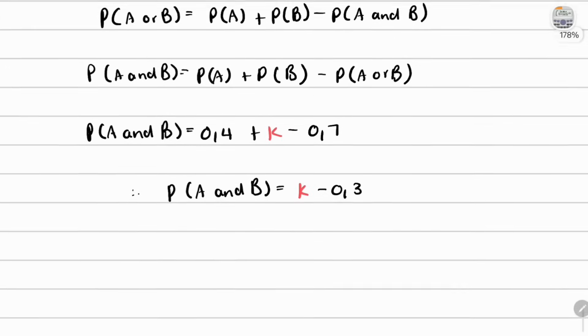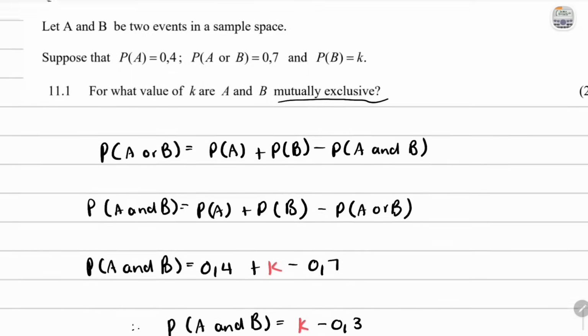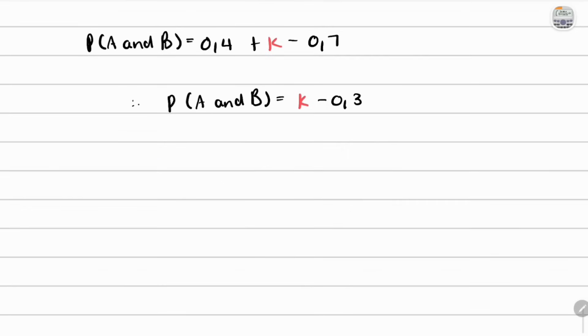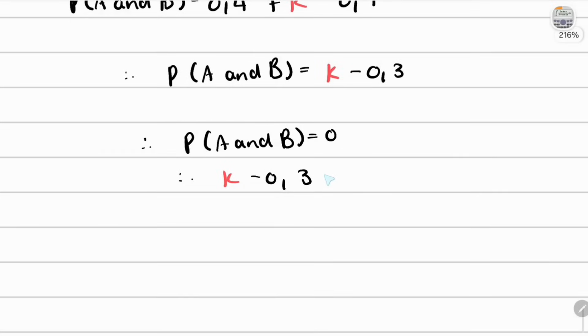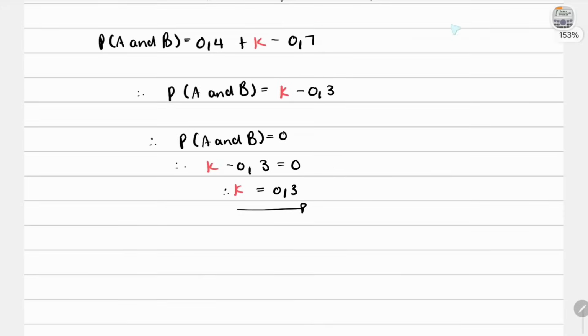And all we're just trying to tell them is for these to be mutually exclusive, remember that means they shouldn't have an intersection, then it means that the probability of A and B should be equal to 0. Therefore, K minus 0.3, since it represents A and B, should be equal to 0. And this is a linear equation, so K simply should just be equal to 0.3. And that is our answer.